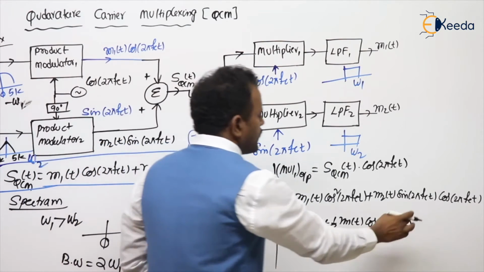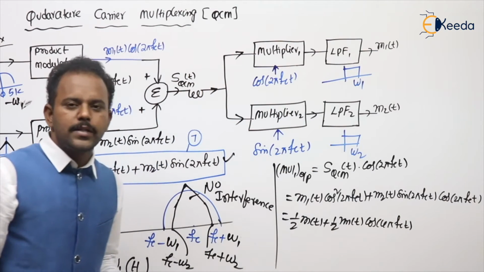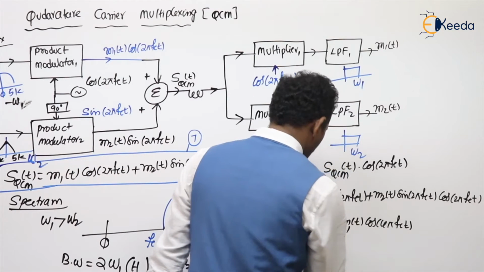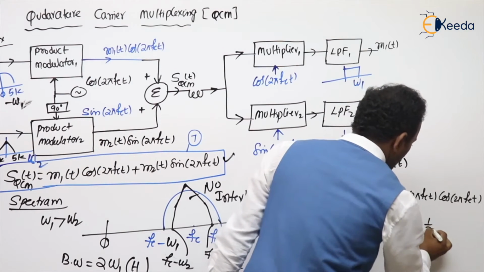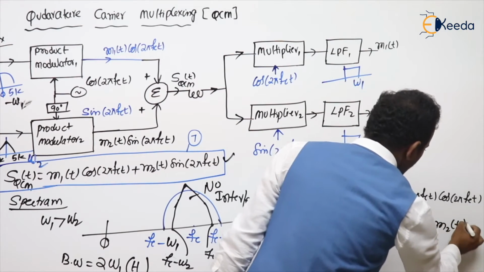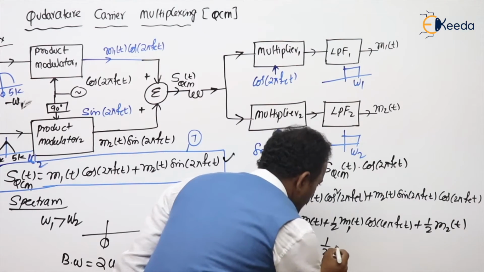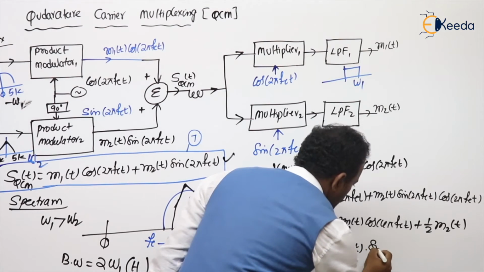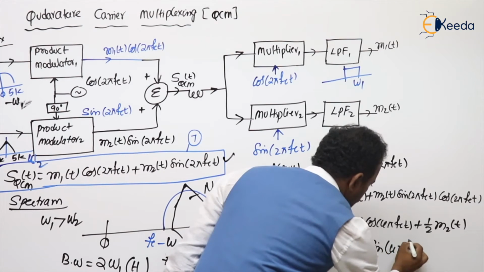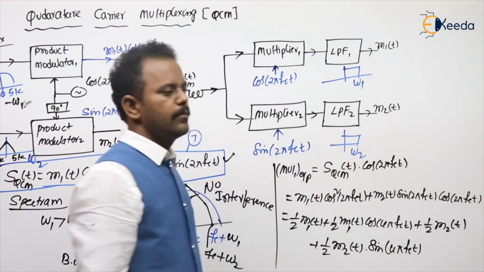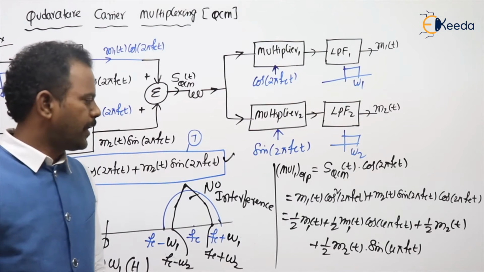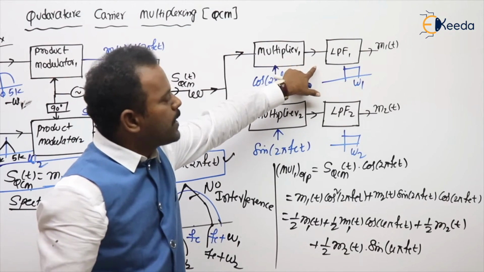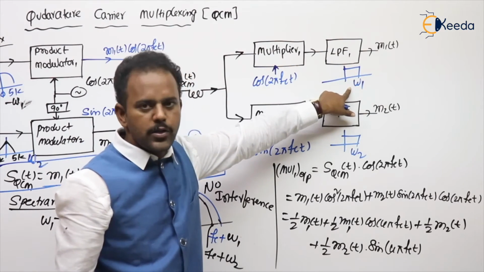Then sin A cos A. What is the sin A cos A formula? Sin 2A over 2. So 1 by 2 into m2 of t plus 1 by 2 into m2 of t into sin 4 pi FCT. Following my point or not? Now, where is this given, sir? This is given to low pass filter 1, which we are designing to pass omega 1.